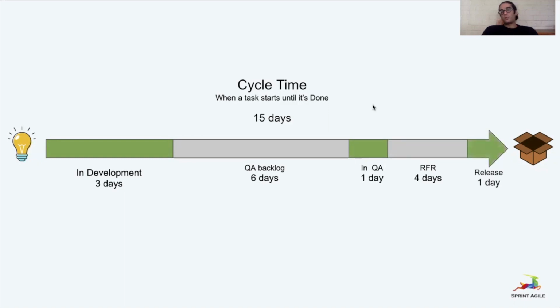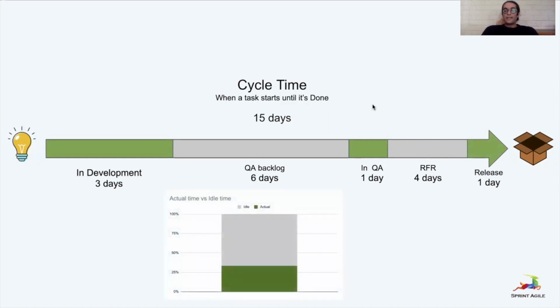And then it took us 1 day to release it, which means the task has been idle for 10 days, which is 60% of total cycle time. And that's the time wasted because clients are not going to pay for idle time.